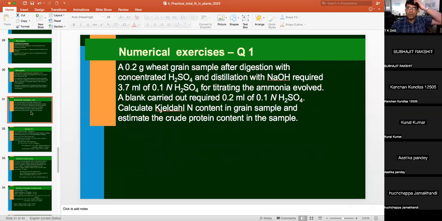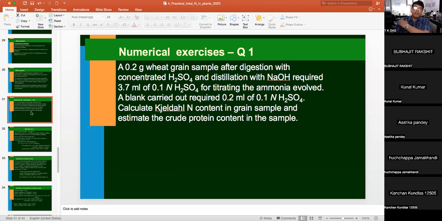Now we come to the numerical, and get ready. Get your pen, pencil, and paper, calculator or mobile. A 0.2 gram wheat grain sample after digestion. See, the sample weight is 0.2 gram. It was digested with concentrated sulfuric acid and distilled with sodium hydroxide. The sample required 3.7 ml of 0.1 normal H2SO4 for titrating the ammonia evolved.